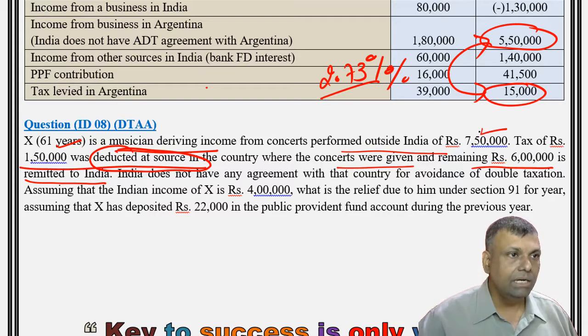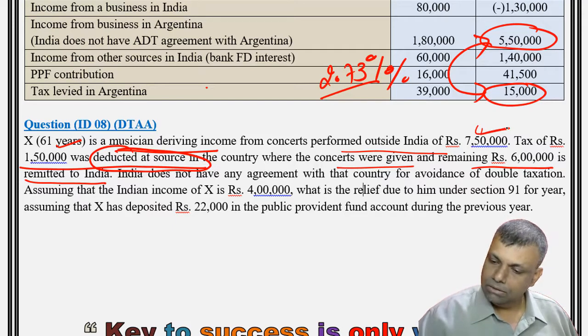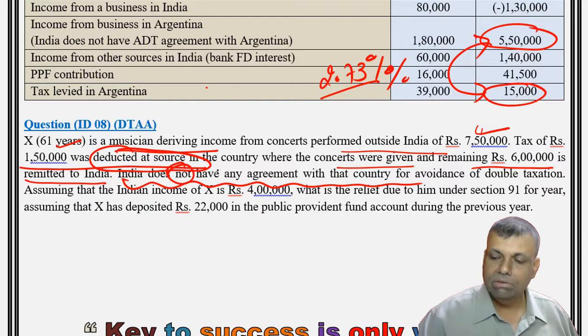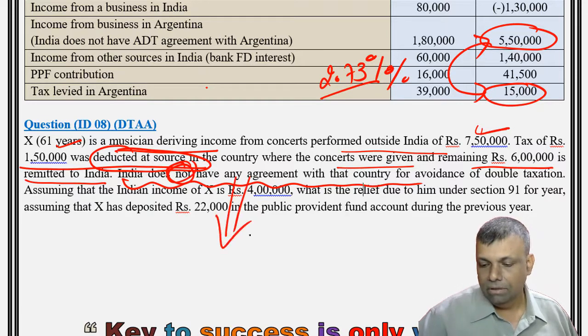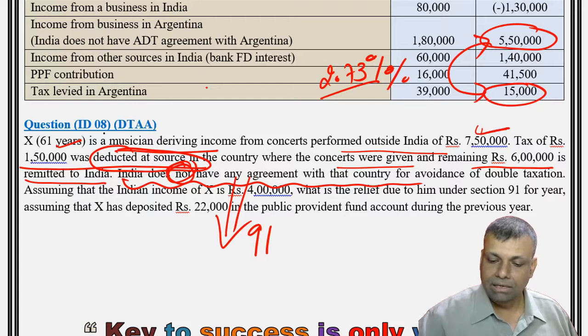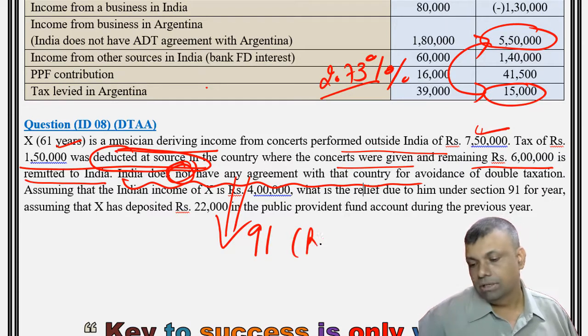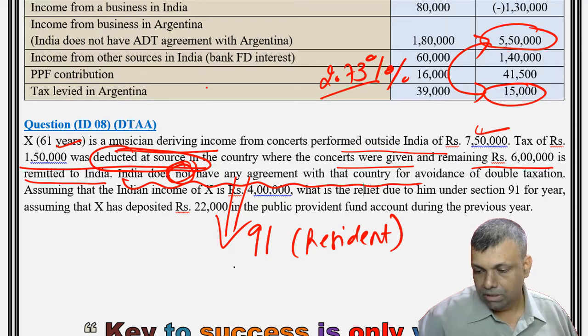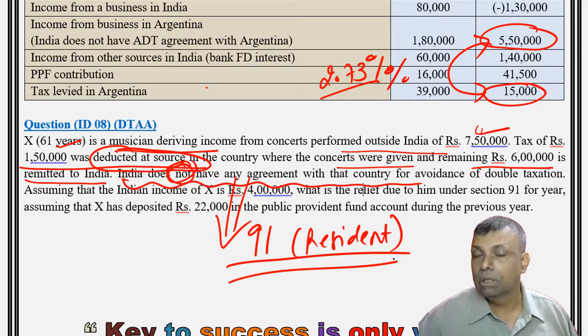So his outside India income in the given situation is 7,50,000. From that, 1,50,000 was deducted at source and the balance 6 lakhs, the net income, was remitted to India. India does not have any agreement with that country, so you have to think about section 91, and he should be resident. For the purpose of section 91 deduction, residential status is very, very important.